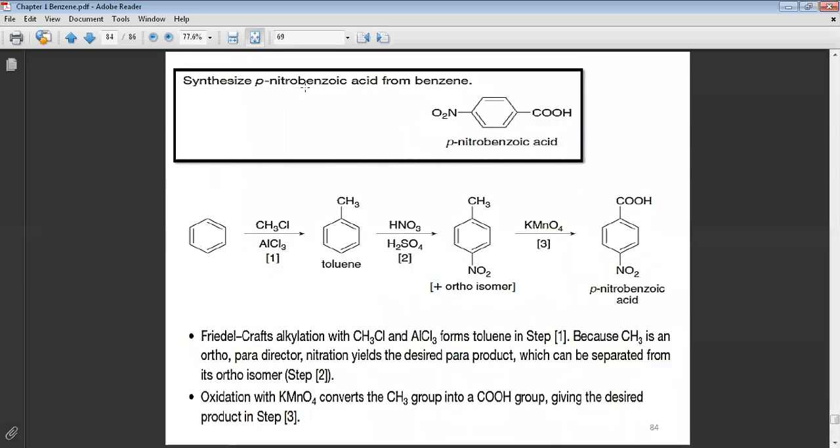Synthesis of para-nitrobenzoic acid from the benzene. Yes, we have benzene. Number 1, anyone? I resolved it already. Alkylation. Look, alkylation is ortho para directing, meaning the nitration will be on the para position, with the second isomer. But we want this. Now, just NO2 and we have CH3. KMnO4 for oxidation, meaning the CH3 will be converted to the CO2H carboxylic acid. That's it.